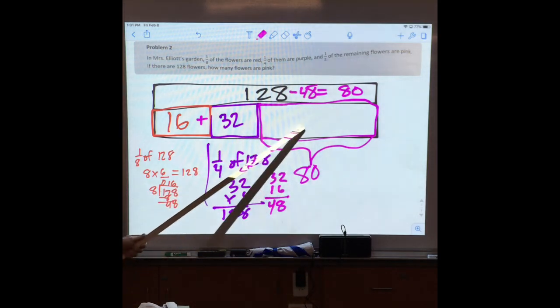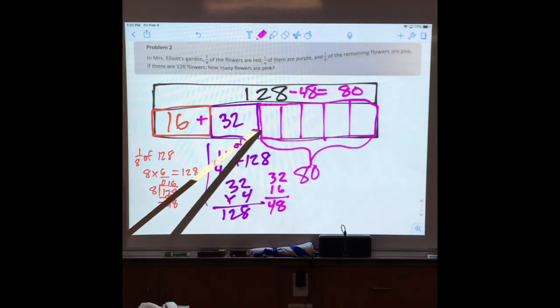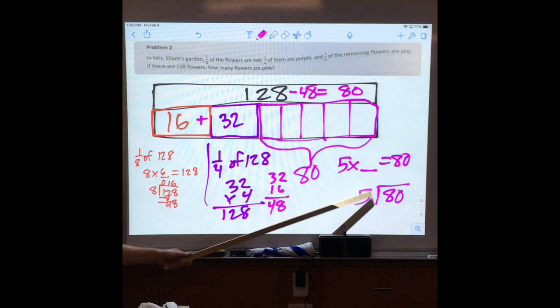So we have to cut this up into what? 1, 2, 3, 4, 5 boxes. What's our number? 5 times what is going to equal 80? Let's just do it this way. How many 5s are in 8? 1.